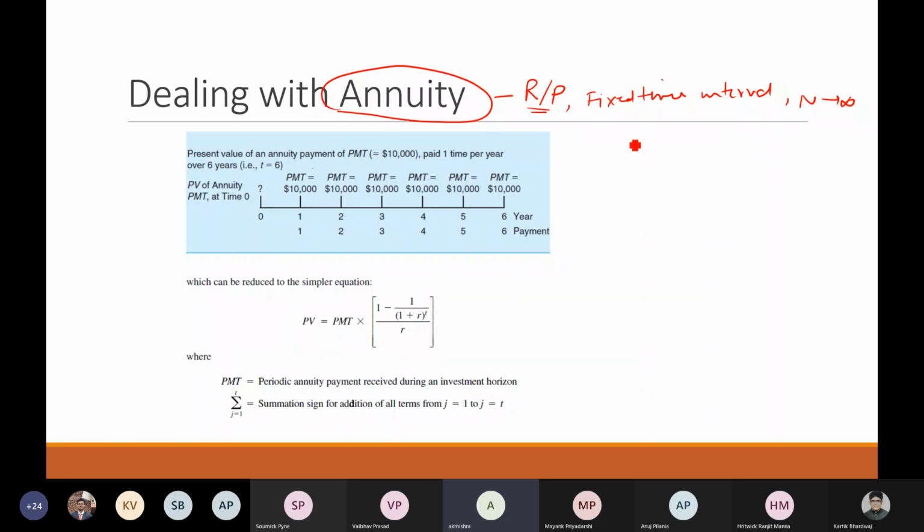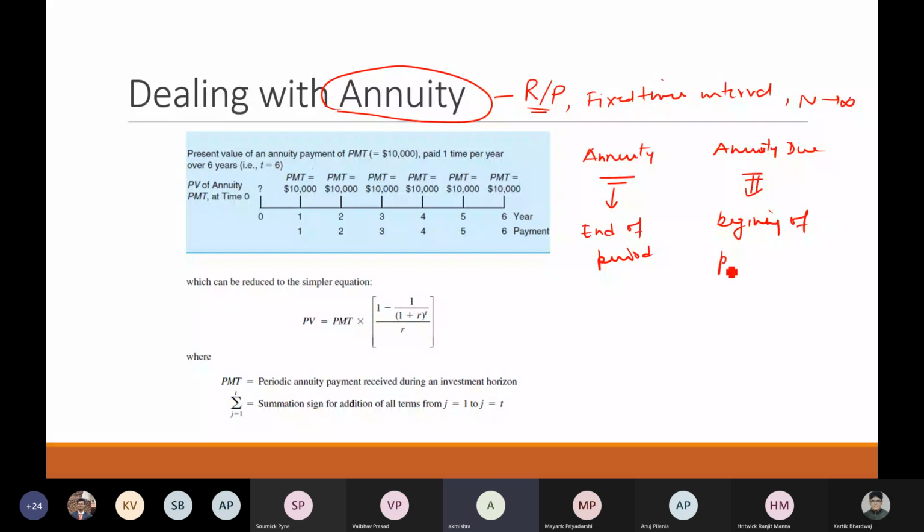So in general, within annuity we have two concepts, annuity and annuity due. For annuity, we say the payment is received or paid at the end of the period. Whereas in case of annuity due, all these payments are at the beginning of the period.